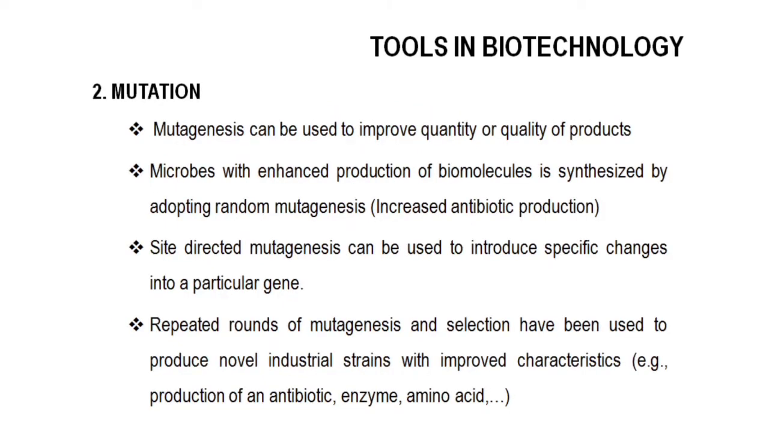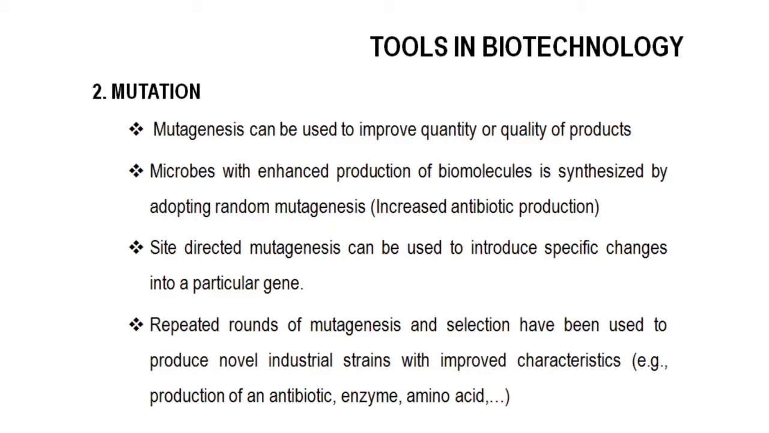The next tool used in biotechnology is mutation. A mutation, we know, is a sudden heritable change occurring in the genetic material, and the process of making mutation is known as mutagenesis. This mutagenesis can be used to improve the quantity or quality of the products that will be produced by organisms. Microbes with enhanced production of biomolecules are obtained by adopting random mutagenesis. This random mutagenesis can be used for increased antibiotic production.